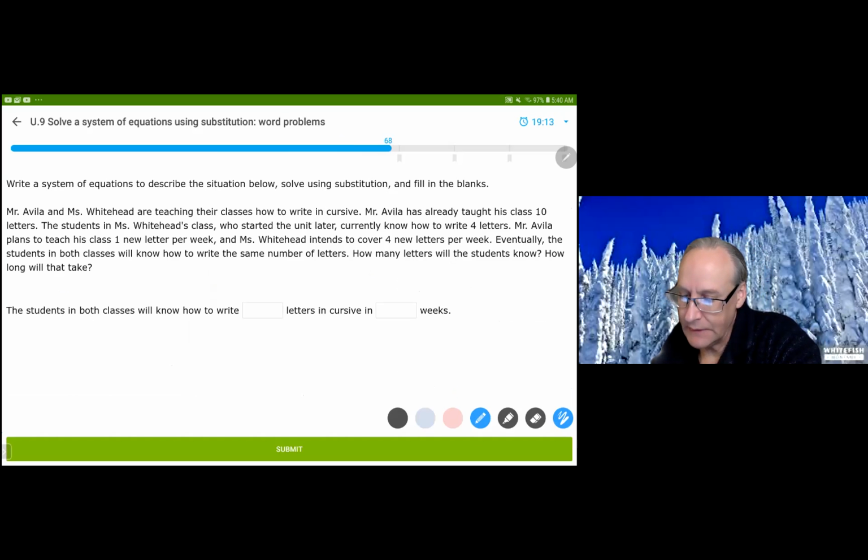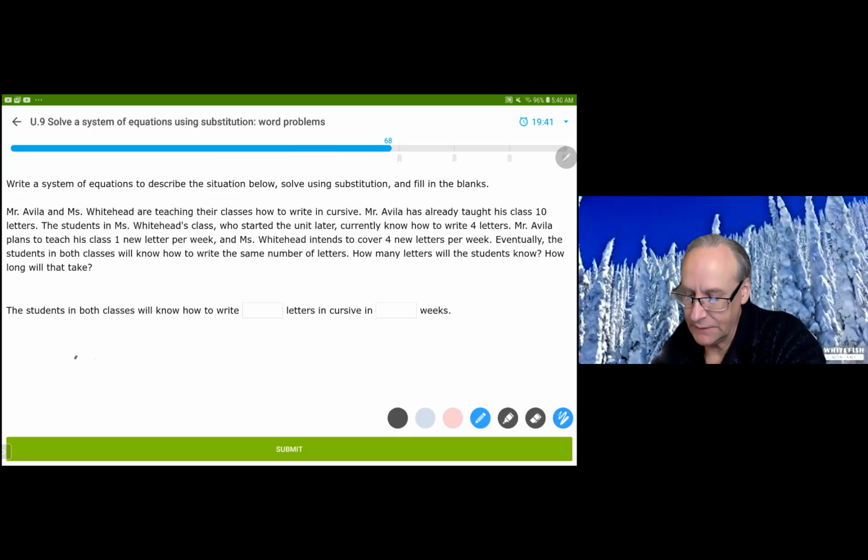Mr. Avila and Miss Whitehead are teaching their classes how to write in cursive. Interesting, they stopped teaching that now. Mr. Avila has already taught his class 10 letters. The students in Miss Whitehead's class, who started the unit later, currently know how to write 4 letters. Mr. Avila plans to teach his class 1 new letter a week, and Miss Whitehead intends to cover 4 new letters per week. I think we can figure out where this is going.